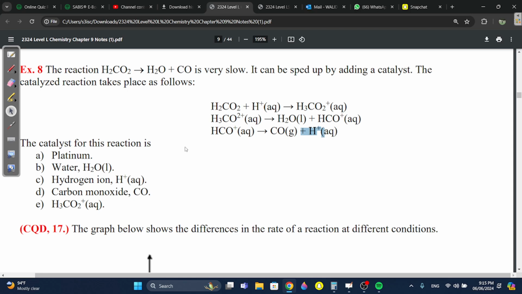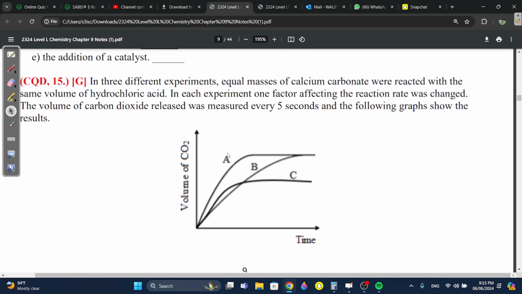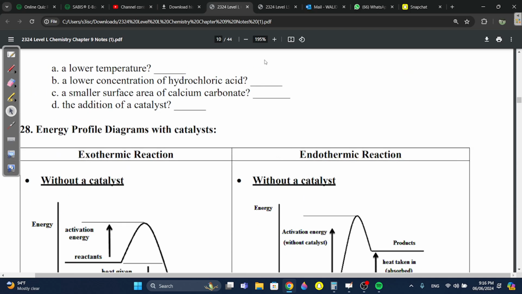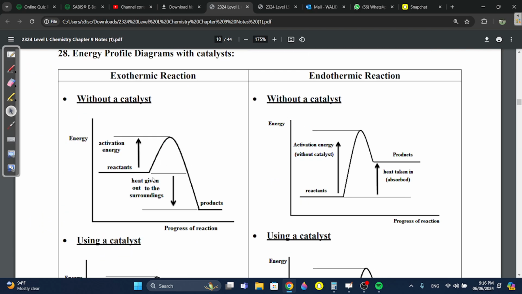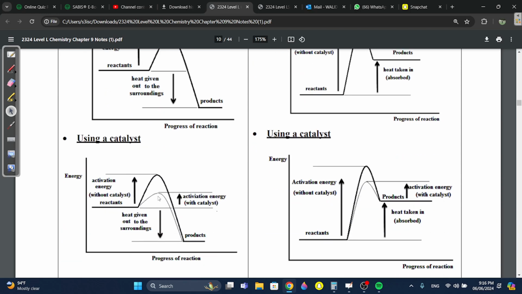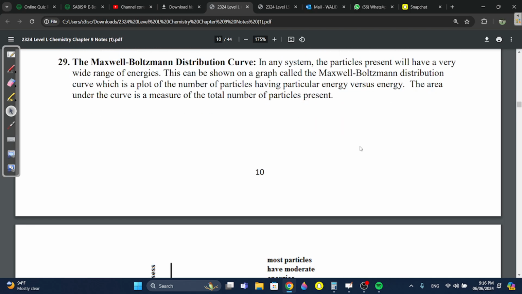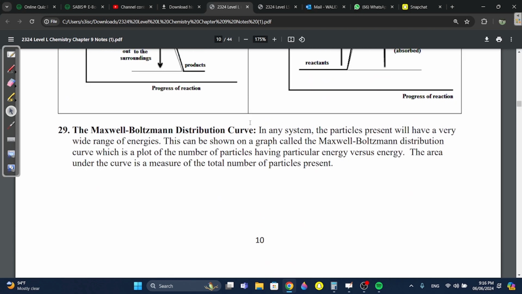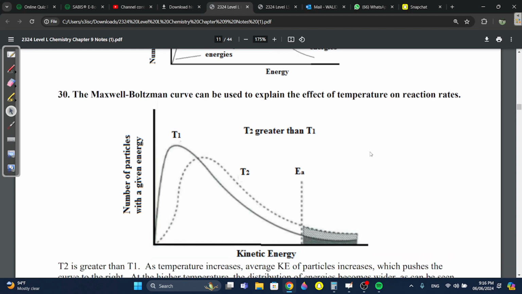The graph shows it. These are easy. Without the catalyst, in the exothermic reaction, and then with the catalyst, the activation energy would be much lower. You see, same thing here. For the endothermic reaction, it would be a lower activation energy. You can get this. Just the kinetic energy increases as you go to the right.